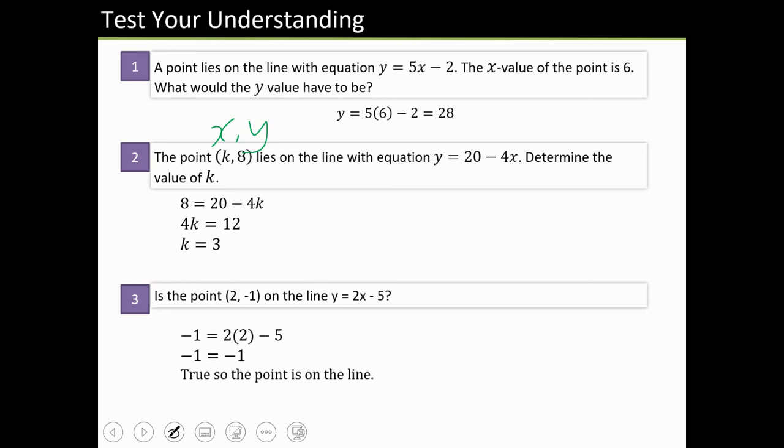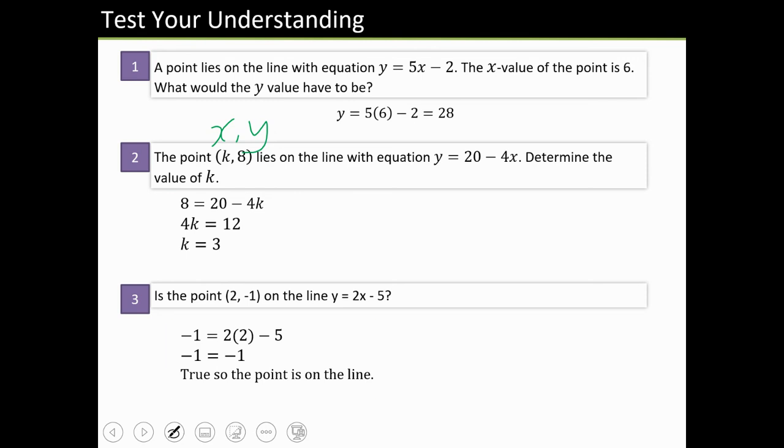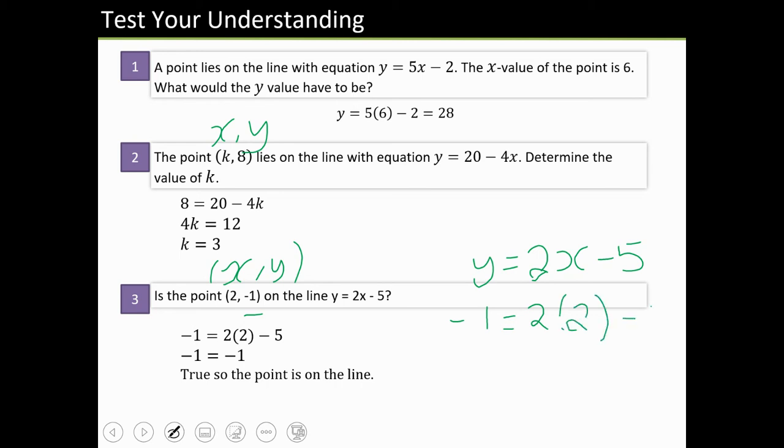Question 3 now. Is the point (2, minus 1) on the line y is equal to 2x minus 5? To work this out, again, you need to substitute. So this is my x, and that's my y. So y is equal to 2x minus 5. I know my y value is minus 1, so I'm going to write down minus 1 over here, is equal to 2 times my x, which is 2. So 2 times 2 minus 5. 2 times 2 is 4, minus 5 is minus 1.